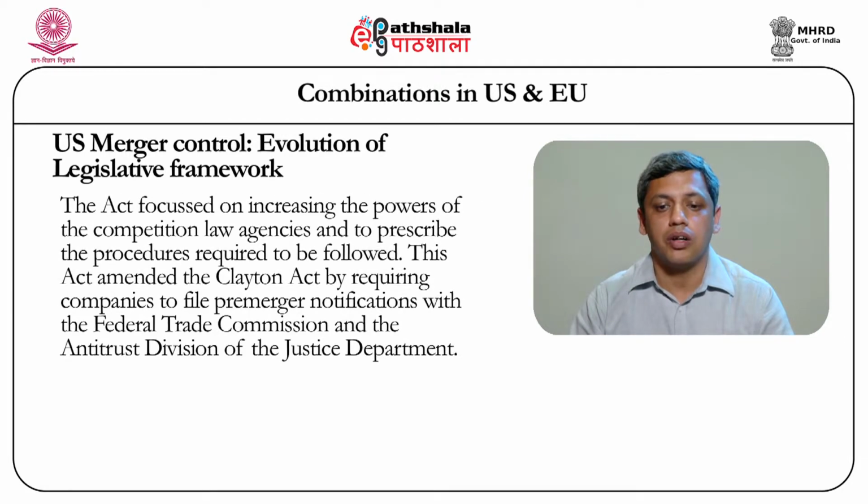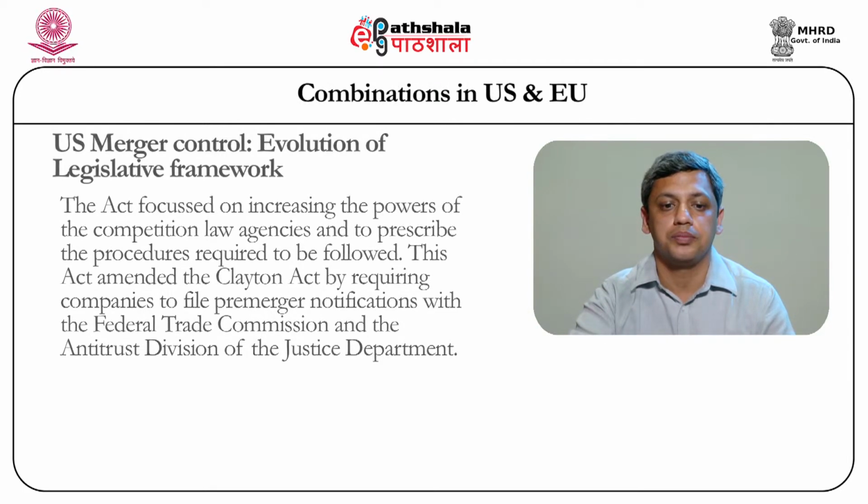The Act focused on increasing the powers of the competition law agencies and to prescribe the procedures which are required to be followed. This Act amended the Clayton Act by requiring companies to file pre-merger notifications with the Federal Trade Commission and the Antitrust Division of the Justice Department. The Act further establishes waiting periods that must elapse before certain acquisitions or tender offers may be consummated and authorizes the enforcement agencies to stay those periods until the companies provide certain additional information about the proposed transaction.